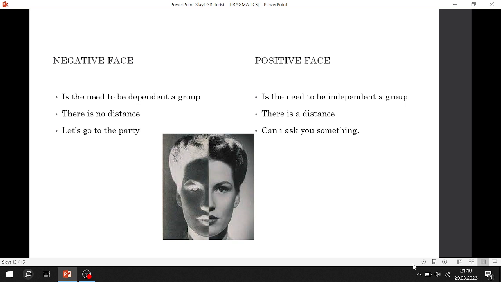Positive face is the need to be connected to a group. There is a distance. "Can I ask you something?" Of course, when you use these sentences, you have real distance with this person. And I'm really confused between these two titles. We need to change the places. The first one is positive and the second one is negative. Sorry about that. As you can see from the picture, the one is negative and the other one is positive face.